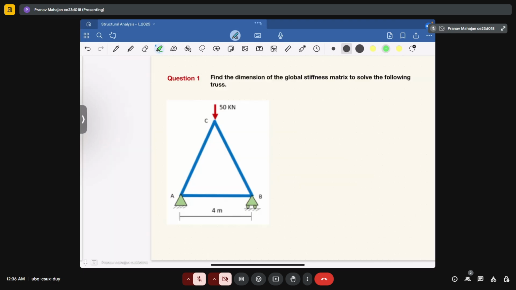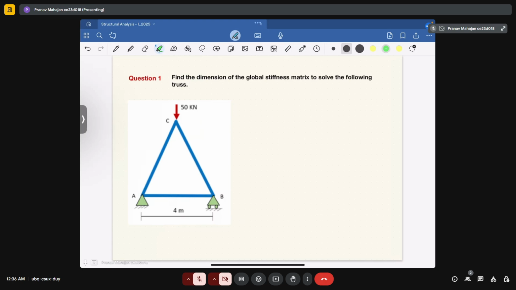So let's solve a few problems related to this. These are just basic problems to let you know how the stiffness matrix works. In this simple question, you have to find the dimension of the global stiffness matrix to solve the following truss. As we have already seen in the properties, the dimension of the stiffness matrix depends upon the number of degrees of freedom.